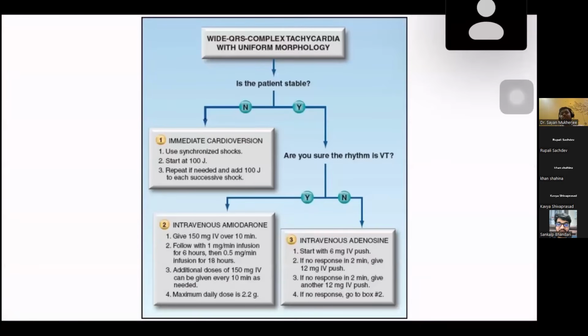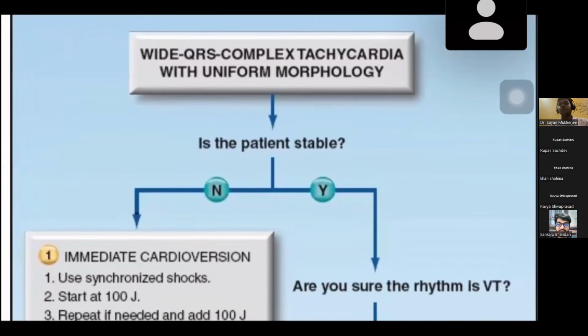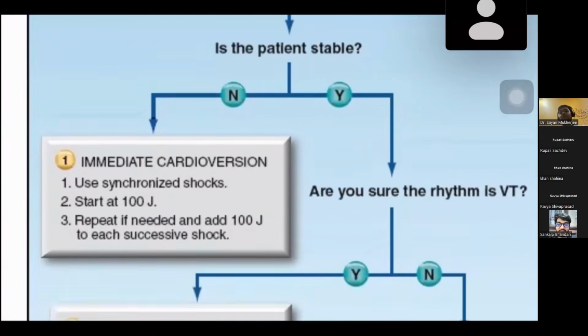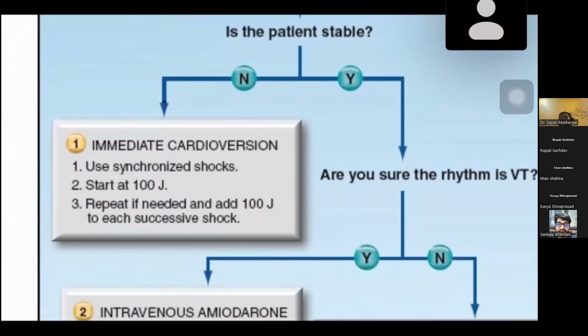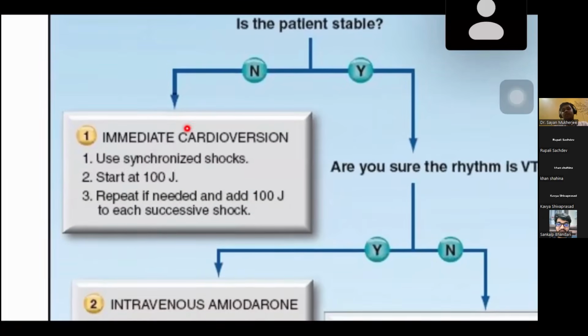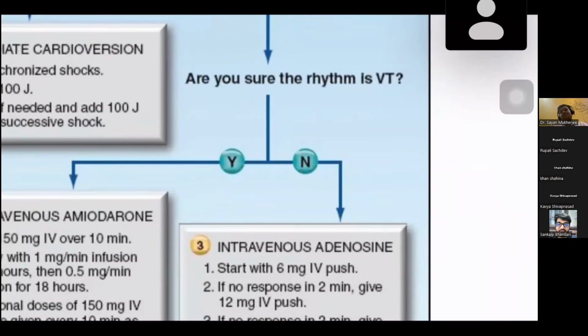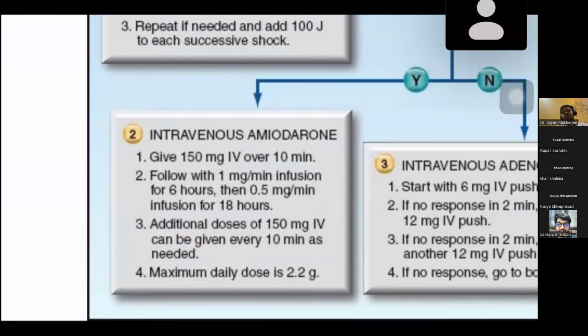This is a good flowchart. You have identified a VT, a wide QRS complex tachycardia. Is the patient stable? No. I told you, any arrhythmia in an unstable patient, give cardioversion. Immediate cardioversion, start at 100 joules and keep adding 100 joules. Now, if he's stable, are you sure the rhythm is VT? Yes, you are. So give him amiodarone.